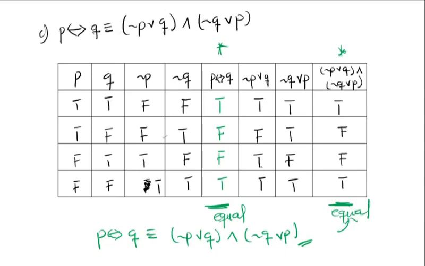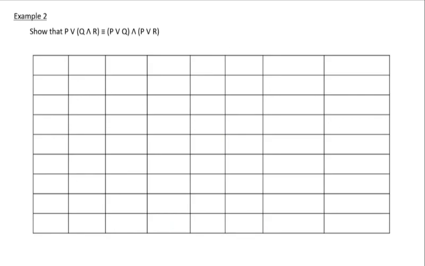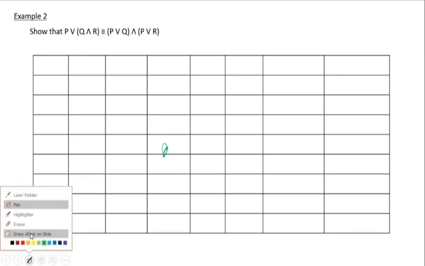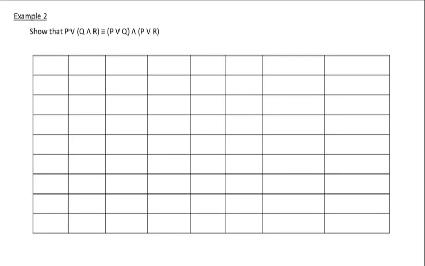All right, let's have a look at one final example to deepen our understanding about logical equivalence so that we end this tutorial. Example number 2: show that P or (Q and R) is logically equivalent to (P or Q) and (P or R). This is what we call the distribution law, which we will see in the next tutorial. Over here we have P, we have Q, we have R, so we have 3 different statements.